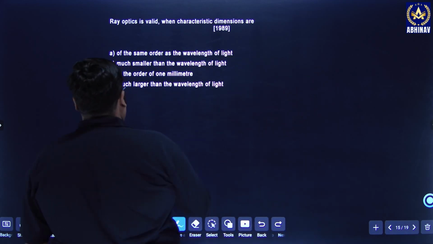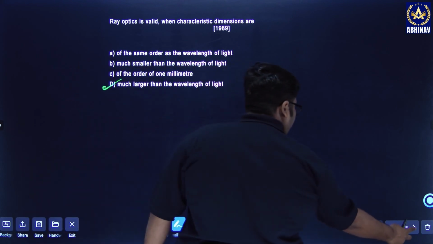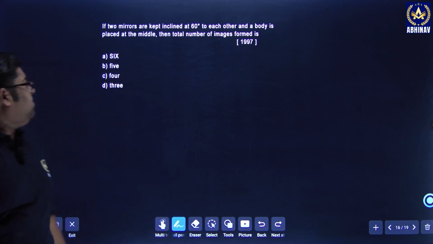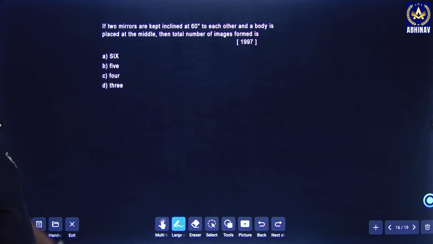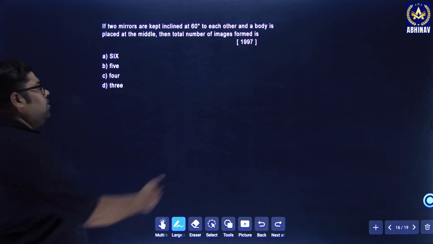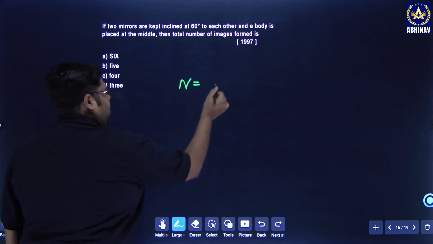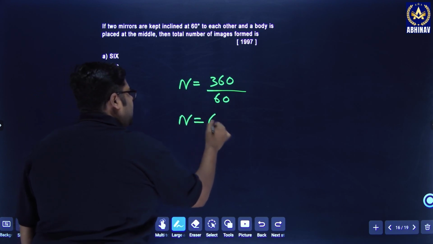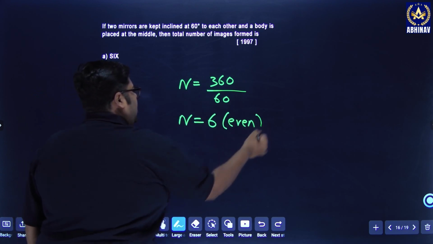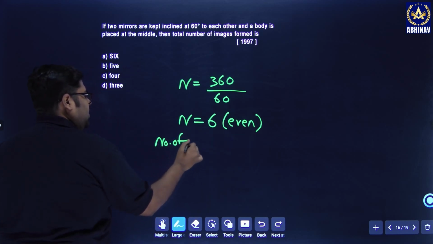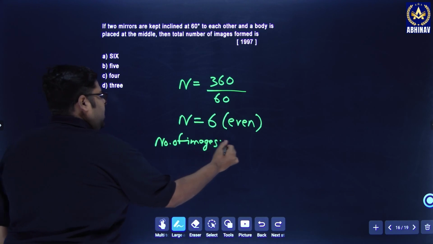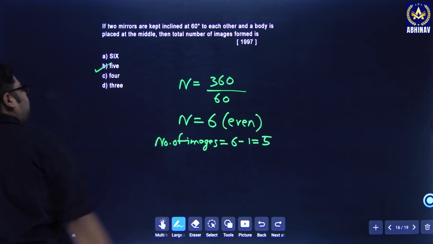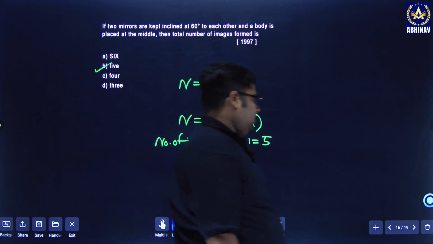I think the same question is there. Just now we have seen this concept: two plane mirrors inclined at 60 degrees. Now 60 degrees is given to you, so your first step is to find n given by 360 divided by 60, so n will be equal to 6. 6 is an even number, so how many images will be formed here? It will be 6 minus 1, that is 5, and hence the second option is correct here.